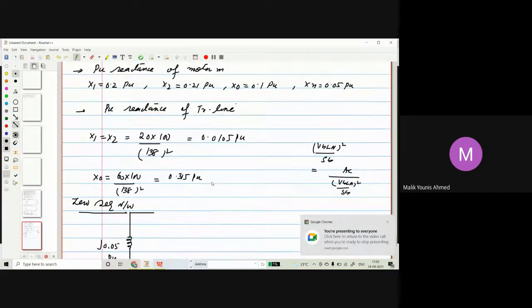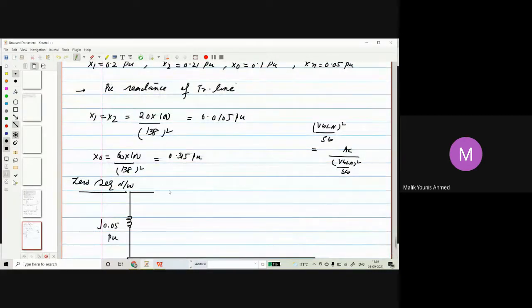So for the primary, let me draw this winding here. For the transformer, how is the winding? You can have a look. This is the way we have series switches, and then we have shunt switches.